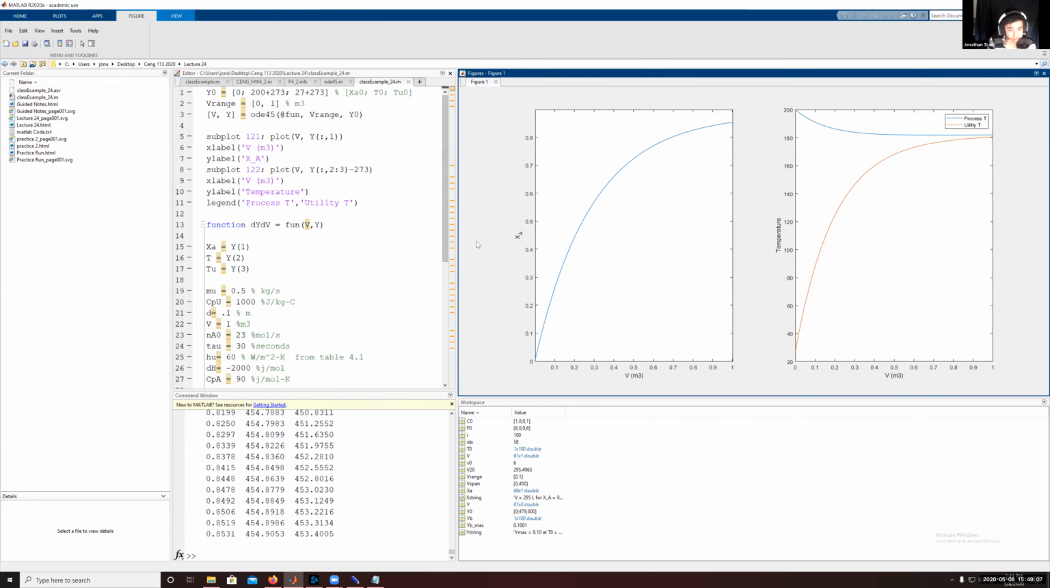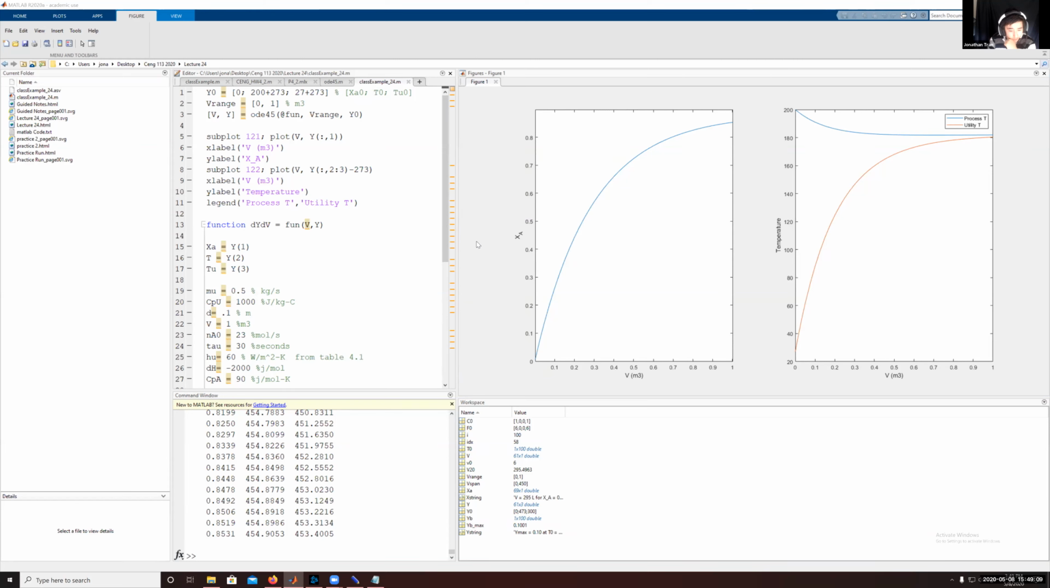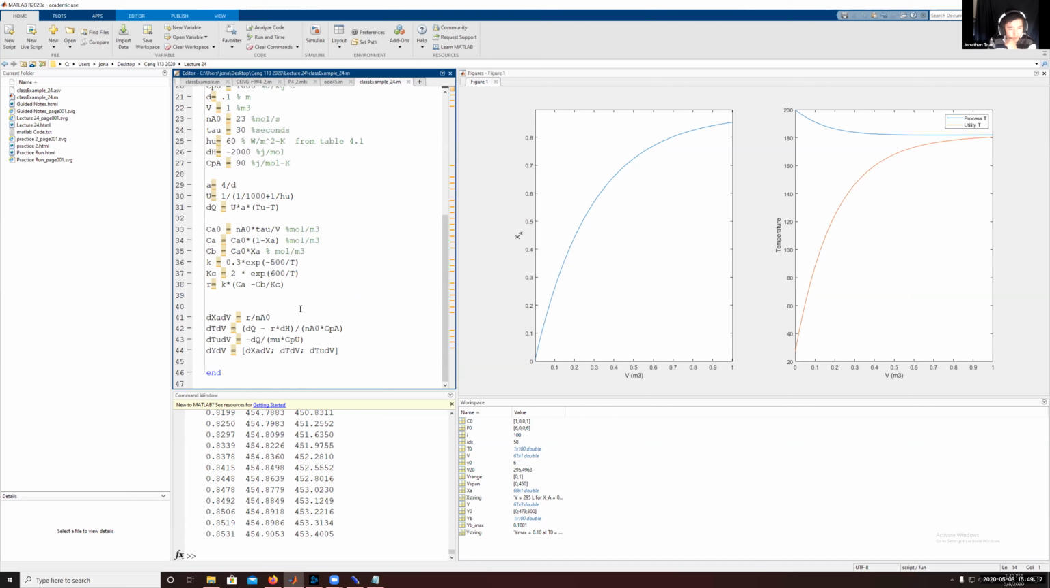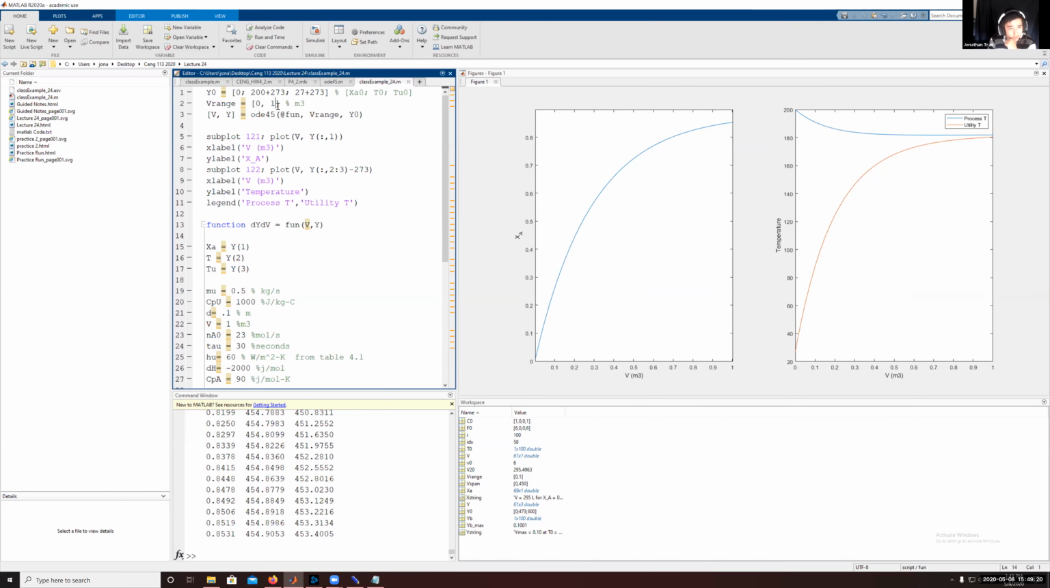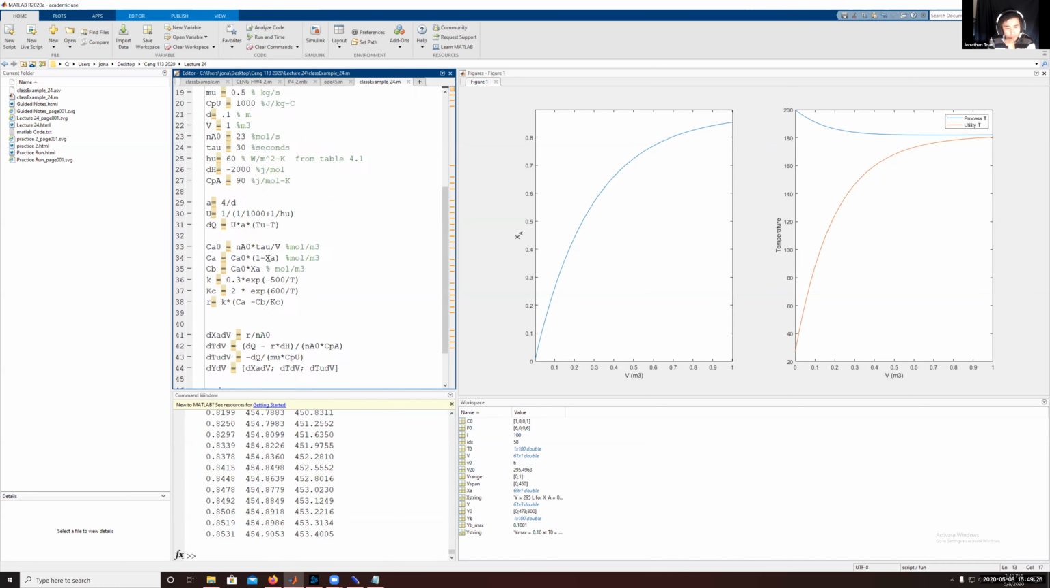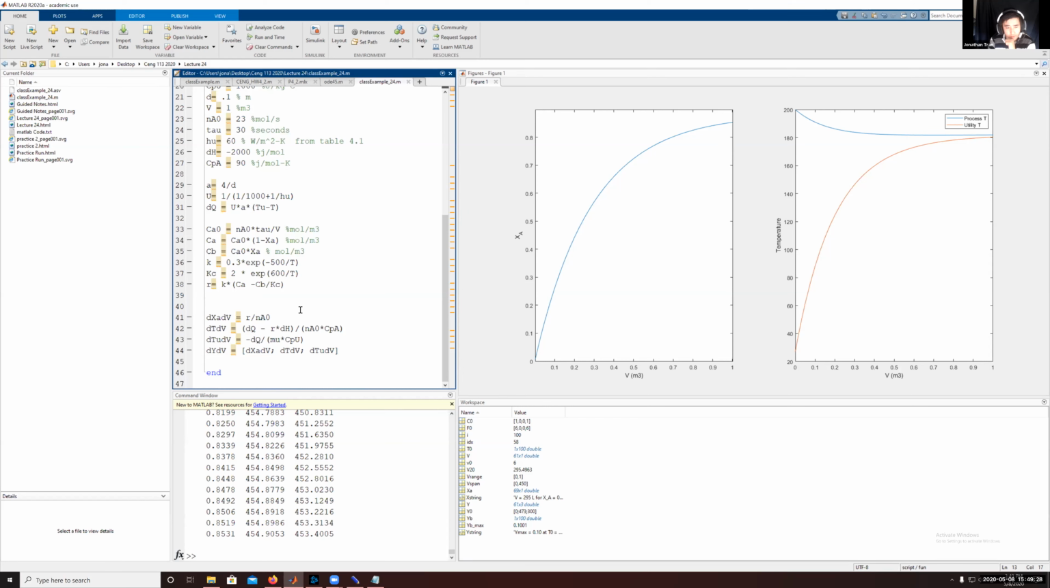So, question: when you define V is equal to 1 in the function, it overwrites the input from V span. Can you restate your question? I'm not sure what you're saying there.